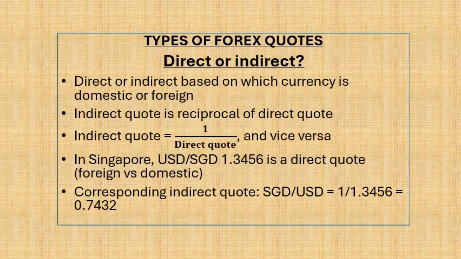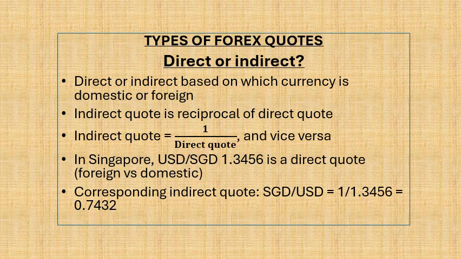Note that a quote is direct or indirect based on which currency is the domestic currency and which is the foreign currency. Also, an indirect quote is simply the reciprocal of the direct quote. For example, in Singapore, the USD SGD 1.3456 is a direct quote, which is basically a foreign versus domestic quote. The corresponding indirect quote of Singapore dollars USD is equal to 1 divided by 1.3456, which is 0.7432.